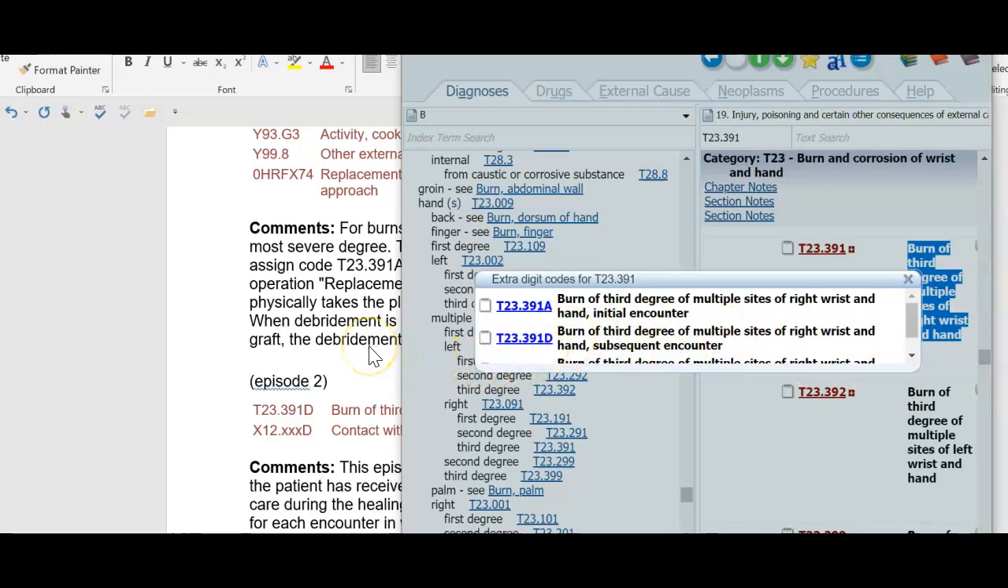So, a couple other things with the burn. If I would have 2 or 3, let's just say it's all on the forearm of the right, and I have first degree burn there and a third degree burn. It's in the same area. I don't code them both. I only code the most severe since it is in the same area. So keep that in mind.